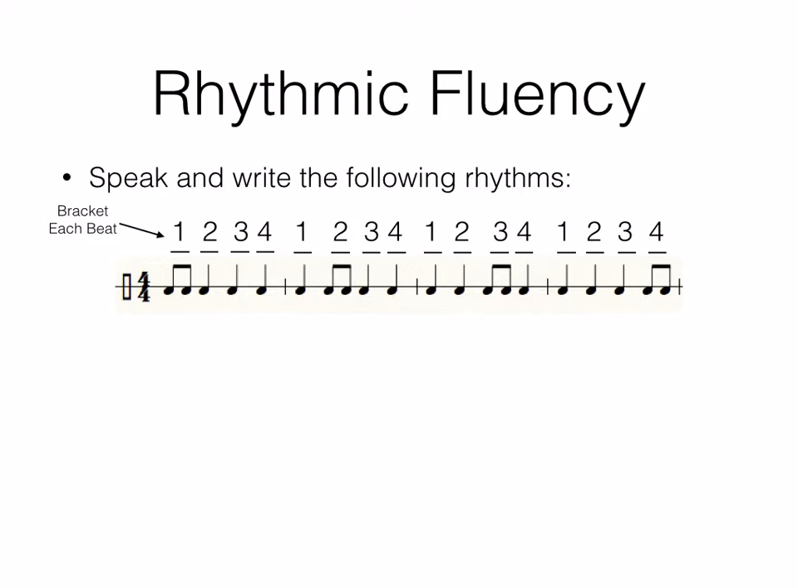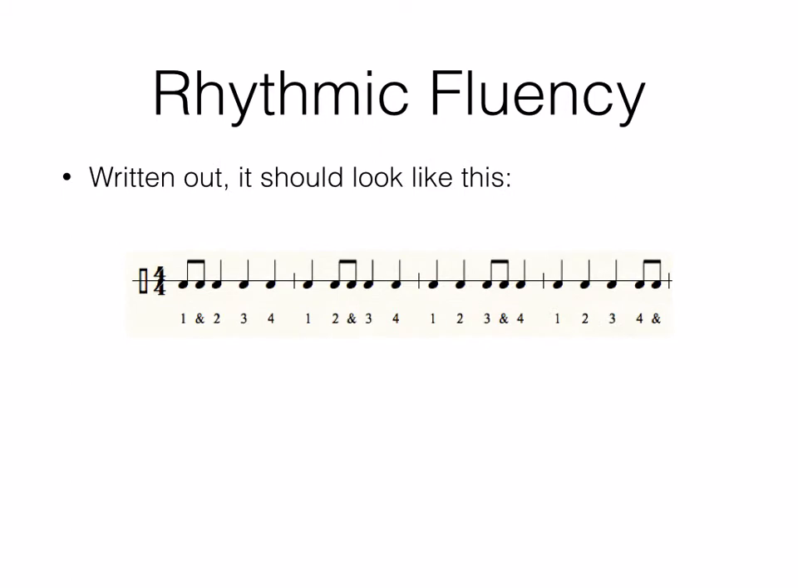Okay. You notice you've got 1, 2, 3, 4 in every measure, but obviously there's a few extra notes in each one. So let's look. I'm going to flip the slide here so now you can see how it would be written out, and then I'll speak it for you. So there it is. Here's your quarter note. It would sound like this. 1 and 2, 3, 4, 1, 2 and 3, 4, 1, 2, 3 and 4, 1, 2, 3, 4, and.